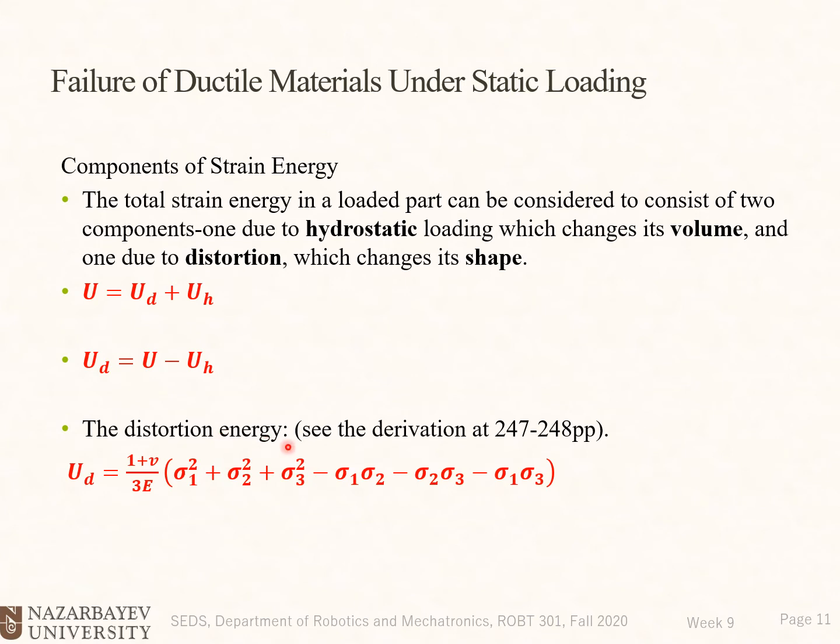The distortion energy then could be calculated by this equation: UD is equal to (1 plus nu) divided by 3E, multiplied by (sigma 1 squared plus sigma 2 squared plus sigma 3 squared minus sigma 1 sigma 2 minus sigma 2 sigma 3 minus sigma 1 sigma 3). If you are interested to see how this distortion energy is derived, refer to these pages of the book. But it's quite easy. You already know what sigma H, or sigma hydrostatic, is. So you could find UH, and simply subtract UH from U and find UD.